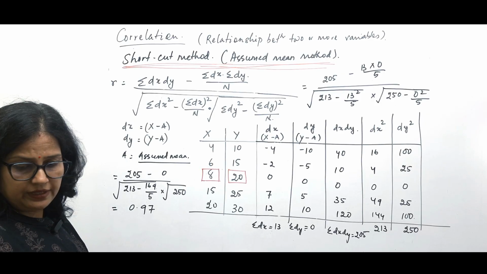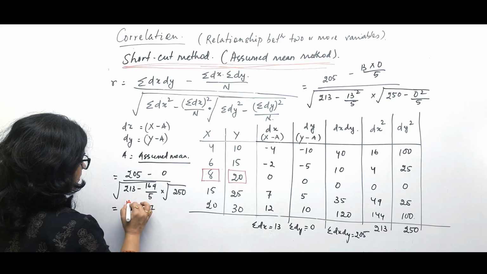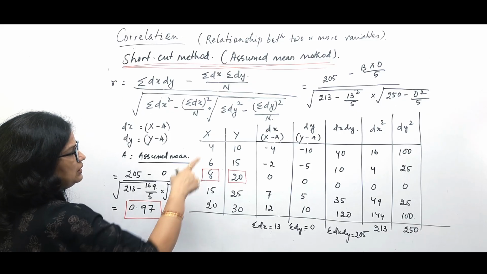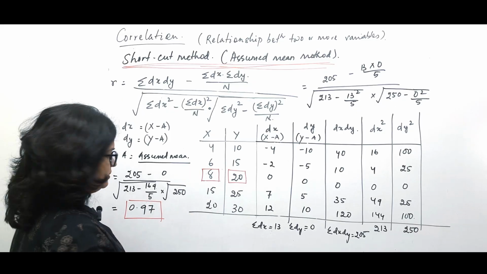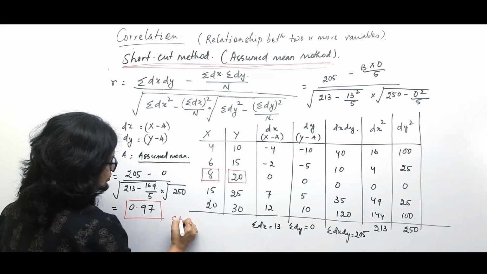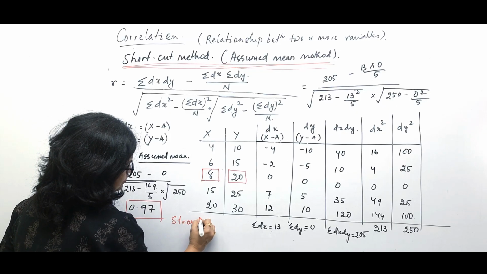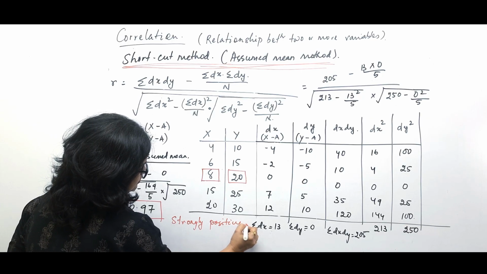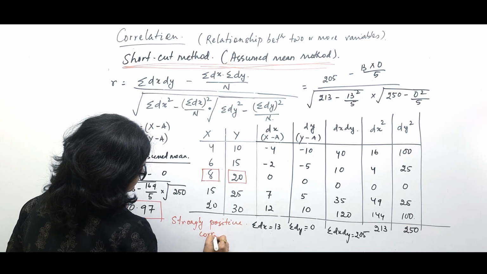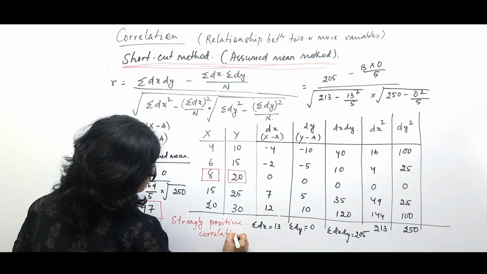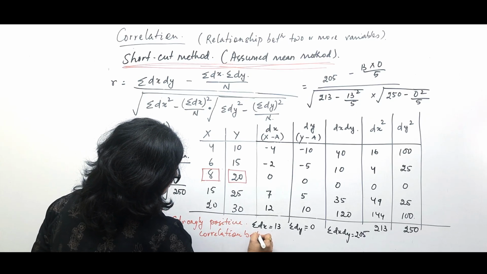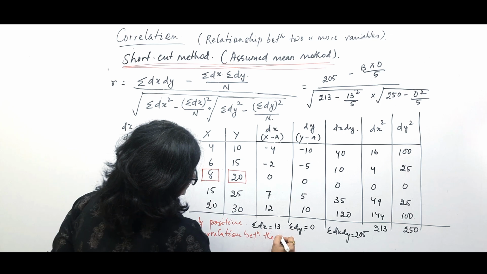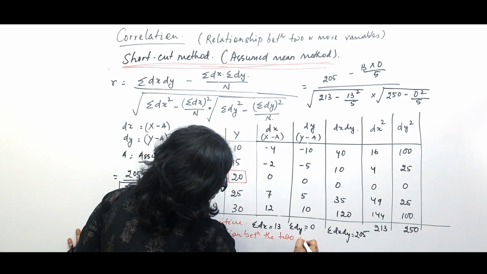If you calculate the value, you will get 0.97, which is a strongly positive correlation. You can write: strongly positive correlation between the two variables.